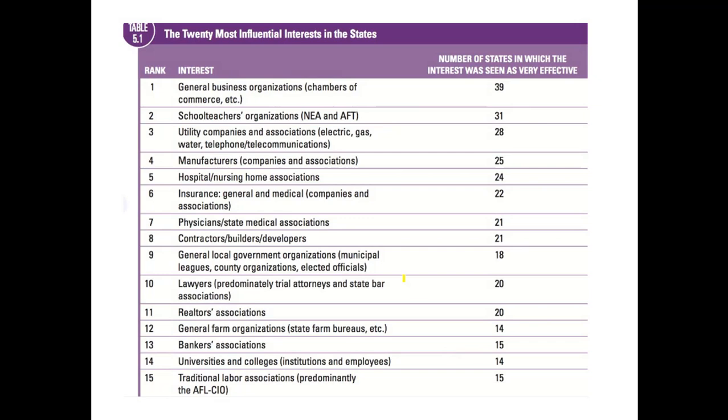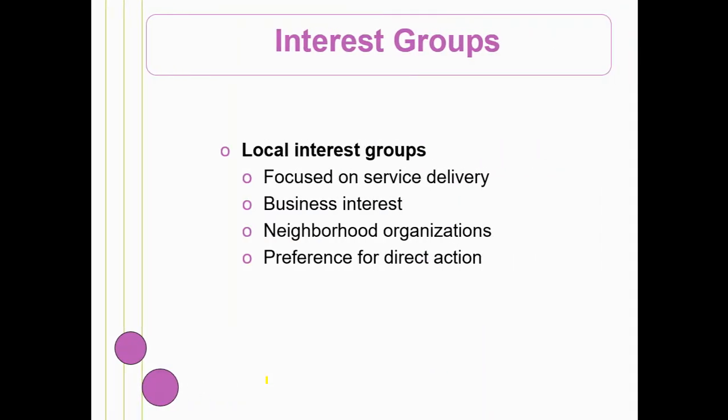And here, the 20 most influential interests in the state, as you can see: general business, here's a labor union, school teachers, utility companies, manufacturers. Most of these are associations, insurances. And medical associations, contractors. As you can see, the professional business associations, and there's a few institutional groups here. But here's another labor union there. So as you can see, the predominance of interests there that are influencing state governments.